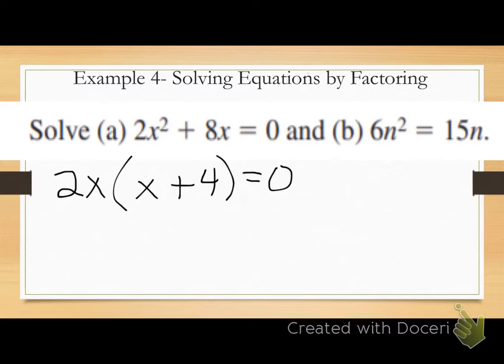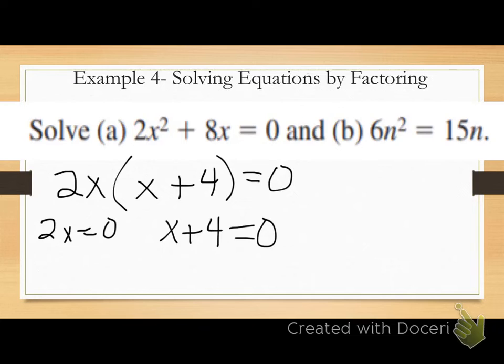Yeah, so what's my first equation? 2x equals 0. Next one? x plus 4 equals 0. I take each factor. This is factored form, right? So these are two factors here. Take each factor, set them equal to 0. Now I can solve these two equations for x.